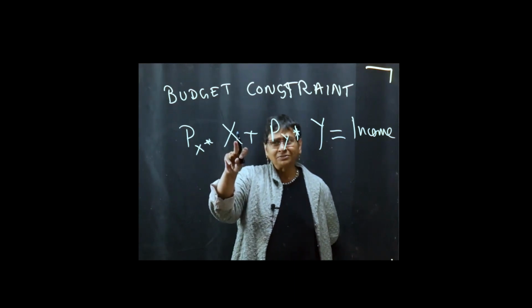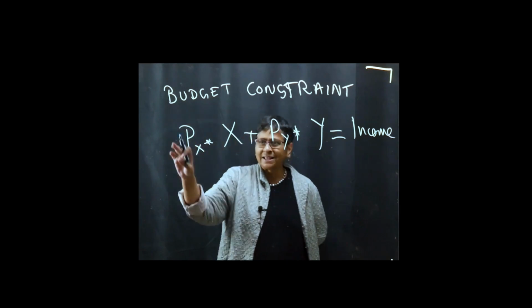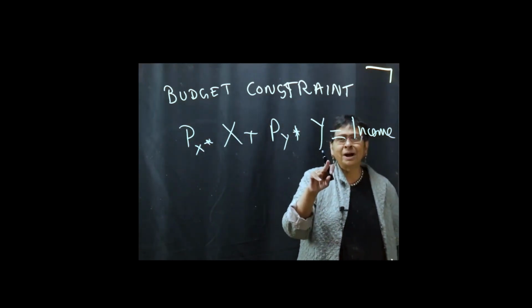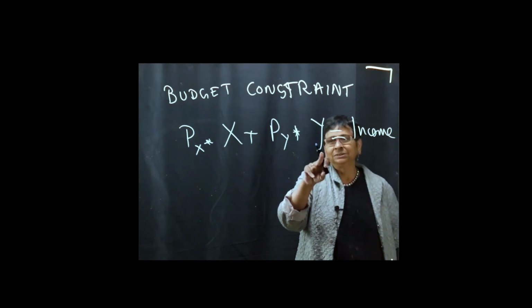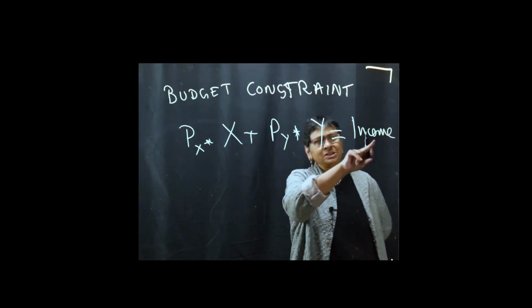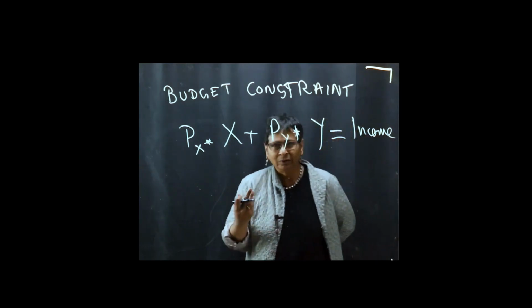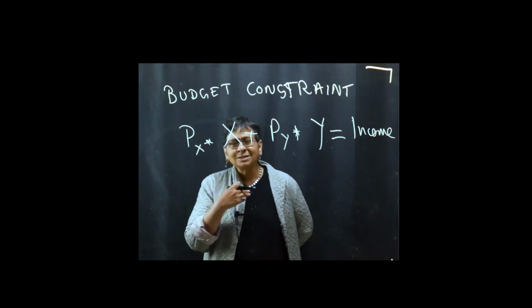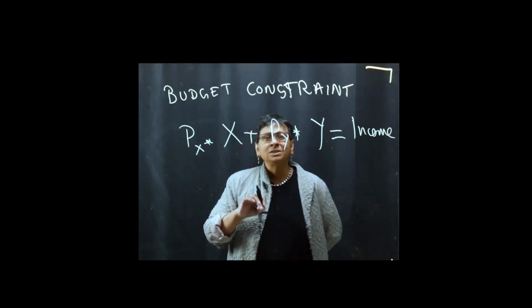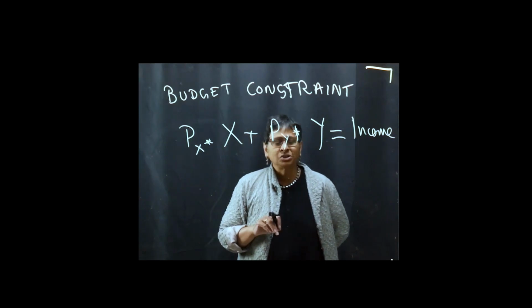However much you buy of x multiplied by the price of x, that's how much you pay for it, plus however much you buy of y times the price of y, that's how much you pay for it. The sum of these should be your income or less, right? So this is as much as you can do, and we developed the budget constraint in the last unit.